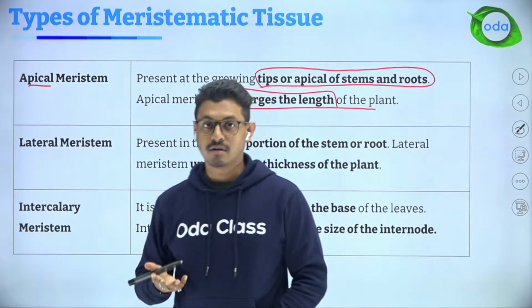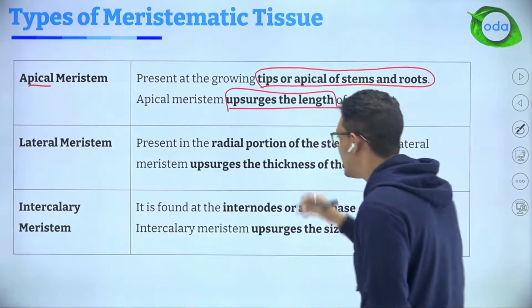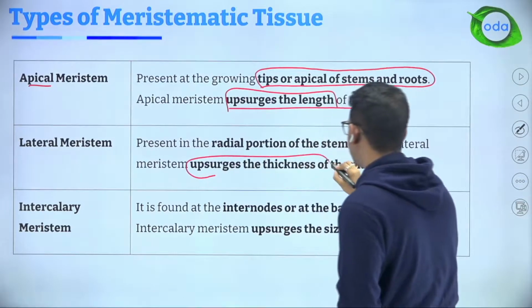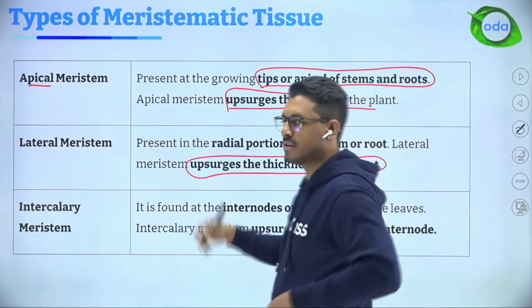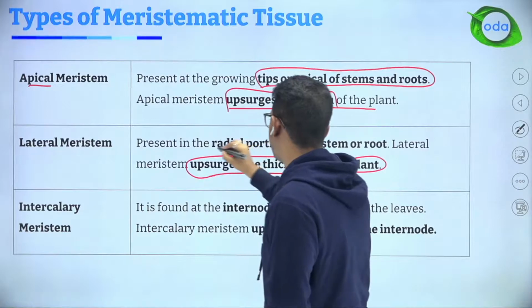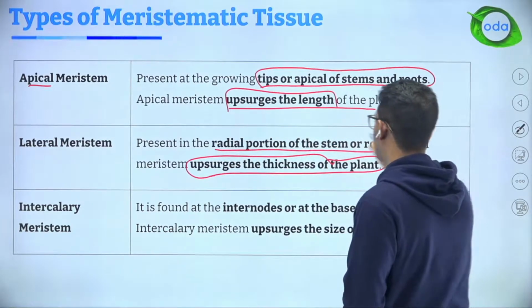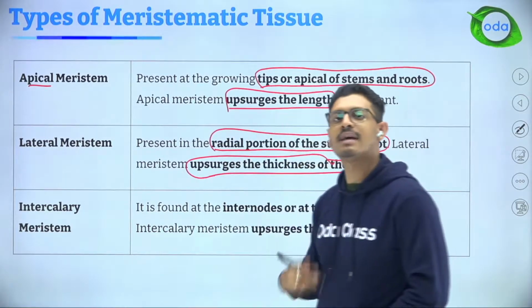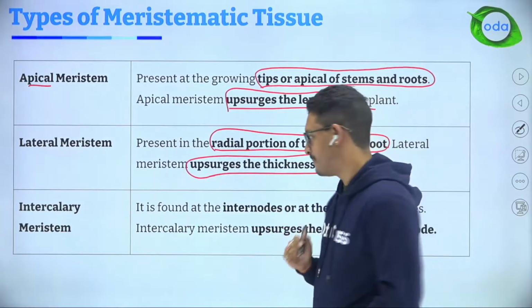They regulate the length of the plant. On the other hand, lateral ones regulate the thickness of the plant because they are on the side. Okay, and they will usually be present in the radial portion of the root as well as your stem.